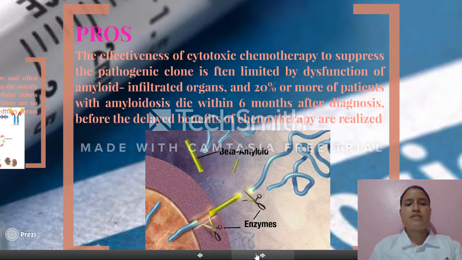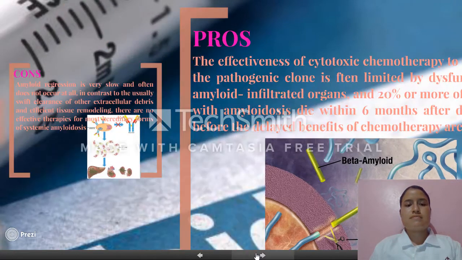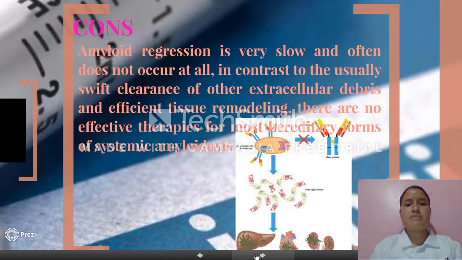Pros. The effectiveness of cytotoxic chemotherapy to suppress the pathogenic clone is often limited by the function of amyloid-infiltrated organs, and 20% or more of patients with amyloidosis die within 6 months after diagnosis, before the delayed benefits of chemotherapy are realized. Cons. Amyloid regression is very slow and often does not occur at all, in contrast to the usually swift clearance of other extracellular debris and efficient tissue remodeling. There is no effective therapy for most hereditary forms of systemic amyloidosis.